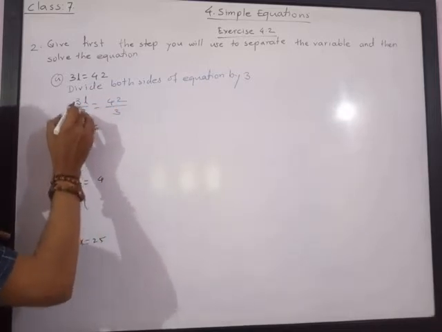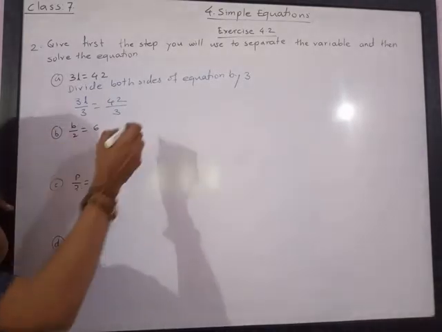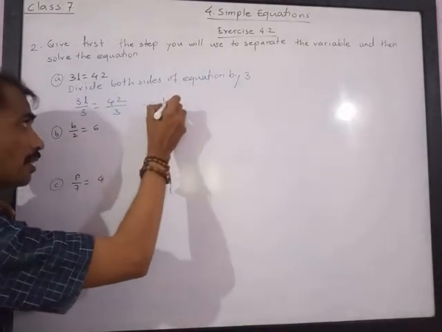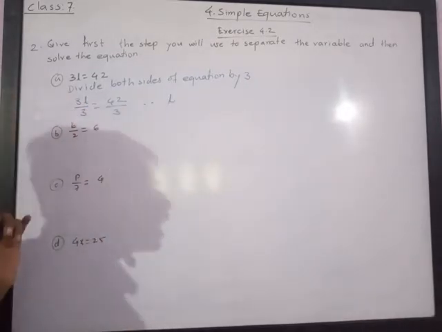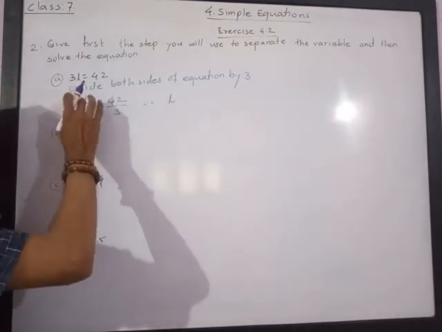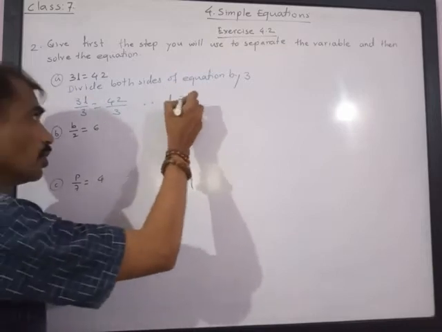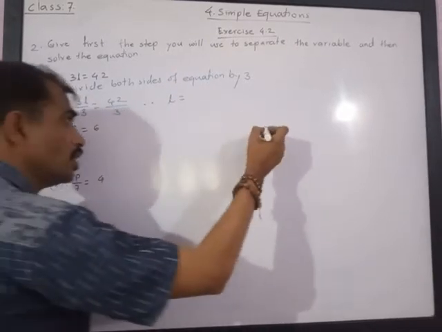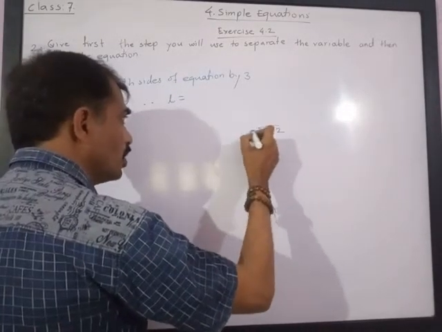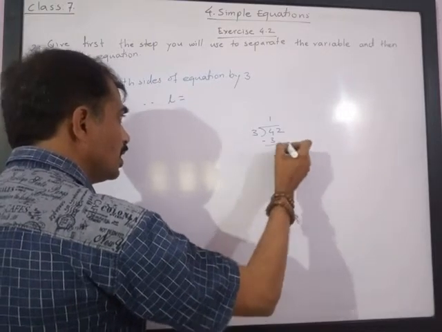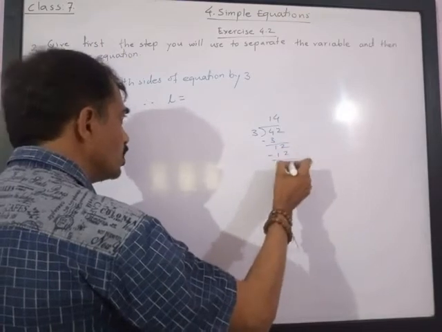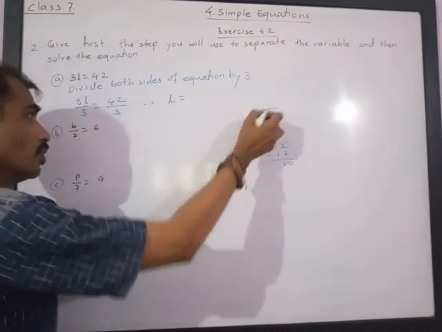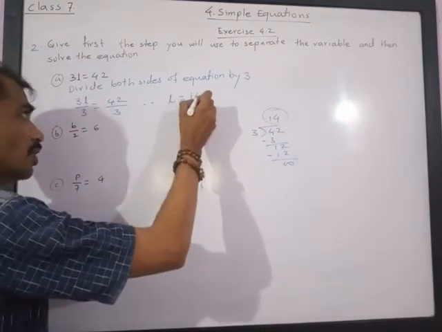Now 3 divided by 3 is 1, so we will get 1L. 1L means L only. There is no need to write the coefficient. So you can directly write L is equal to 42 divided by 3. You can do the operation 42 divided by 3. 3 1s are 3. Remainder is 1. 12. 3 4s are 12. And the remainder is 0. It means L is equal to the quotient, so L is equal to 14.